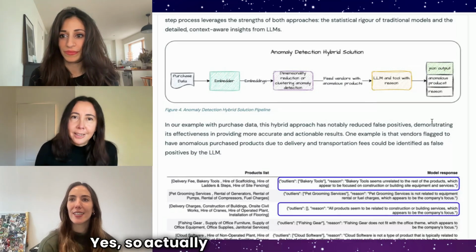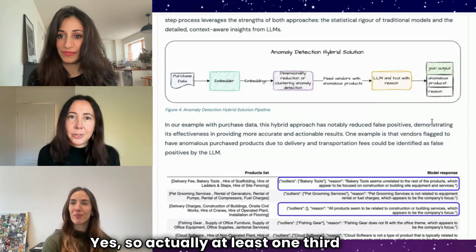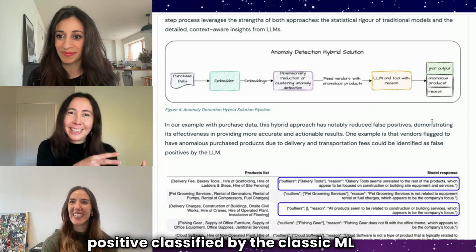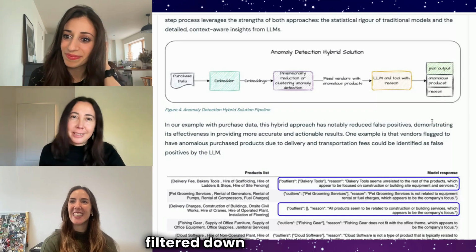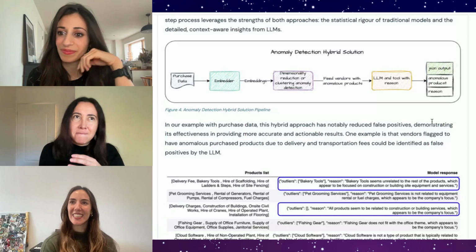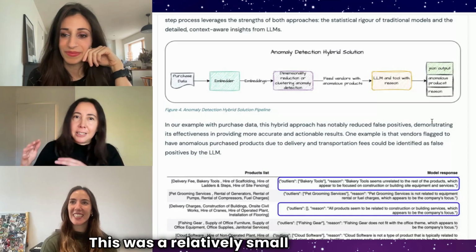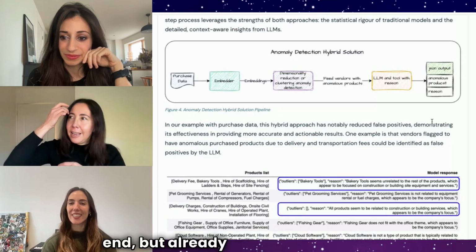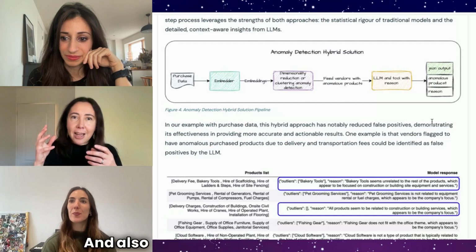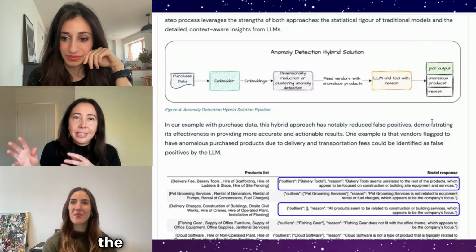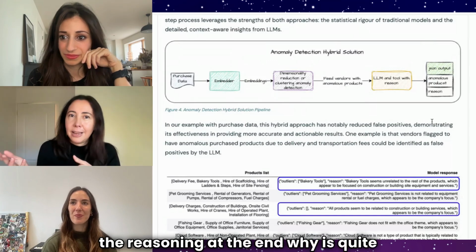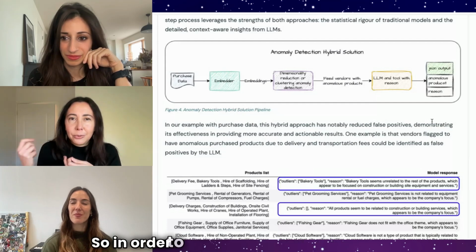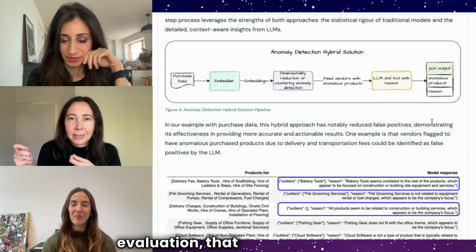Yeah, so actually, at least a third of the false positives classified as positive by the classic ML were filtered out by the LLM. This was a relatively small data set, and we had the human evaluation at the end. But already you could see that. And also having the interpretability, the reasoning at the end, of why, is quite helpful to say, okay, this is right or not. So in order to do this human in the loop evaluation, that was very quick.